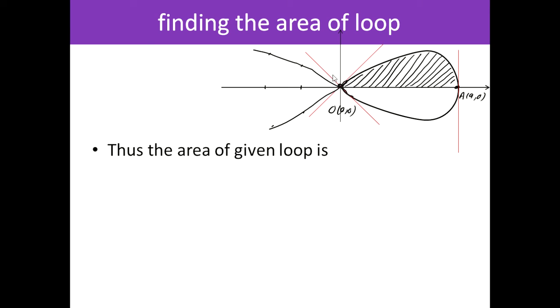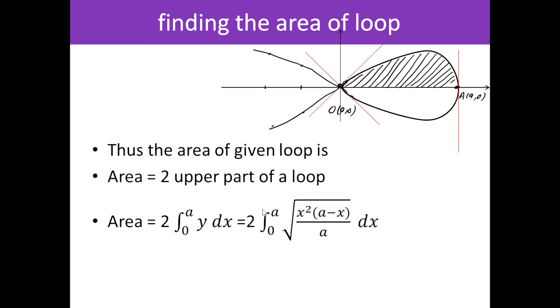Now, the second part of the question is to find the area of the loop. The region of the loop only, the area of the loop only. So area is equal to 2 into the upper part of the loop. Area is calculated based on the x-axis or y-axis. In this case, the reference is the x-axis, so 2 into the upper part. The formula is integral of y dx from 0 to a. The range is the end points of this curve. At the origin, the value of x is 0. At point A, the value of x is a. The range of integration is 0 to a.